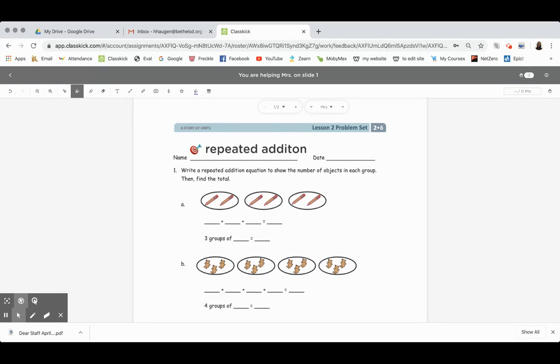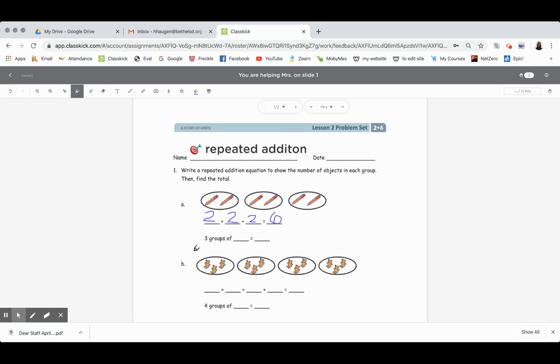So they've already done the picture for us. You can see that they have 3 different groups of pencils, and you can see that each group has 2 pencils in it. So when we're looking at the repeated addition, we're looking at the number that is repeated in all of the groups. So we see here that this time we have 2 plus 2 plus 2, and we know that that equals 6.